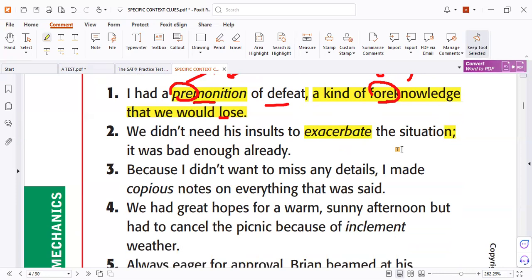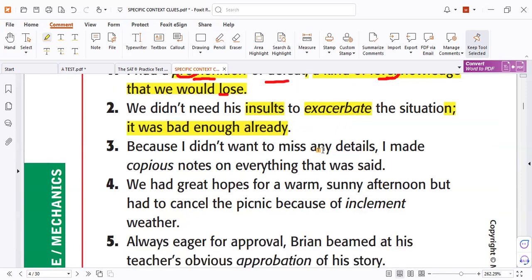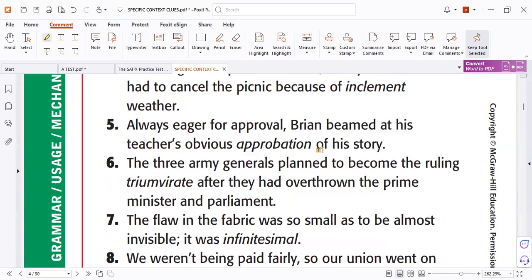Why? Because after the semicolon, we have a clause to add details to the sentence before. That is, details to illustrate, to elucidate, to explain, to elaborate. So the same tone: here negative tone, here negative tone. And already we have negative, look, insults. Now we need to choose something difficult.